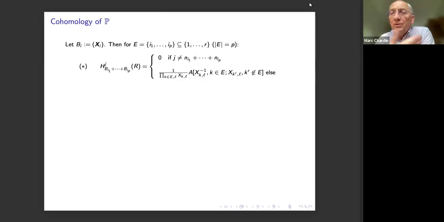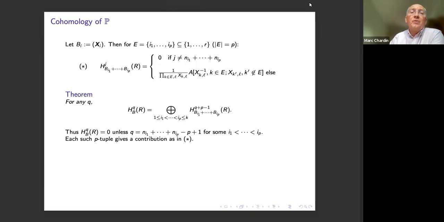Now, the classical computation of cohomology for just one projective space, or for a polynomial ring over any ring, tells you that the cohomology with respect to the ideal generated by some variables is 0 unless the index is equal to the number of variables. Otherwise it's the inverse of the product of these variables times the polynomial ring where you invert the variables corresponding to the ones appearing in B_{i1}, ..., B_{ip}, and you keep the others as in the original ring. That's a very classical thing, but a very concrete description.